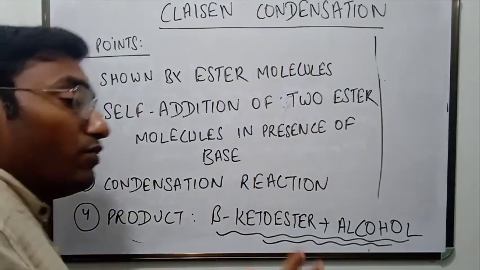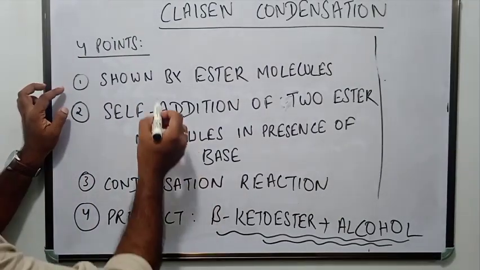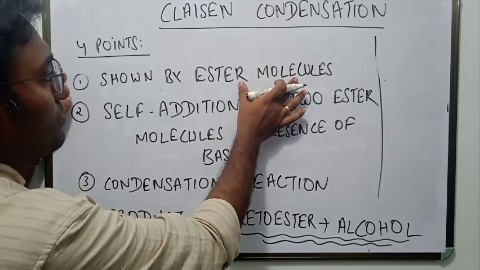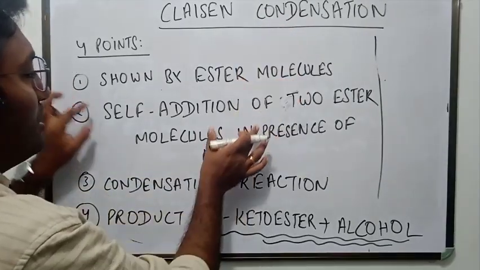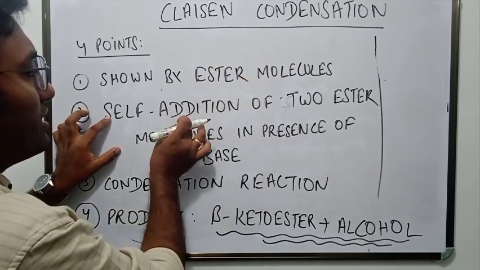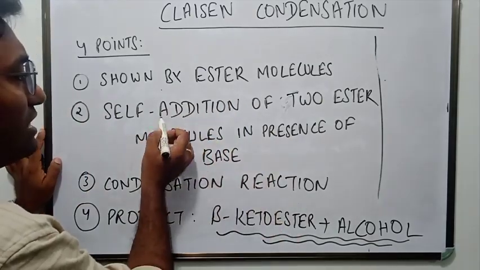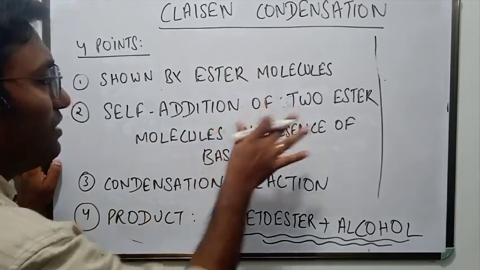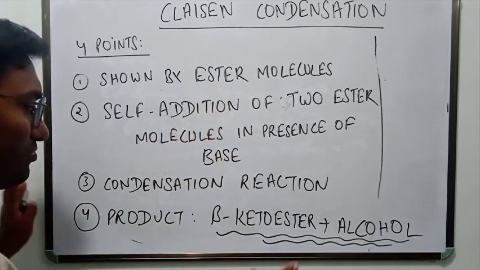So there are 4 points in Claisen condensation. Number 1, it is shown by ester molecules. Which molecules show Claisen condensation? Ester molecules. It is two ester molecules. They self-add among themselves in the presence of a base. That is, self-addition of two ester molecules takes place in the presence of a base.